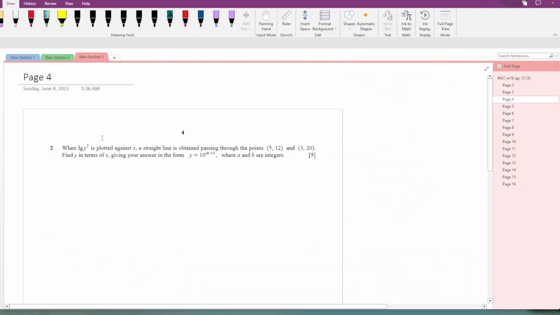This is question 2. When lg y squared is plotted against x, a straight line is obtained passing through the points (5, 12) and (3, 20). Find y in terms of x, giving your answer in the form y equals 10 to the power ax plus b, where a and b are integers.